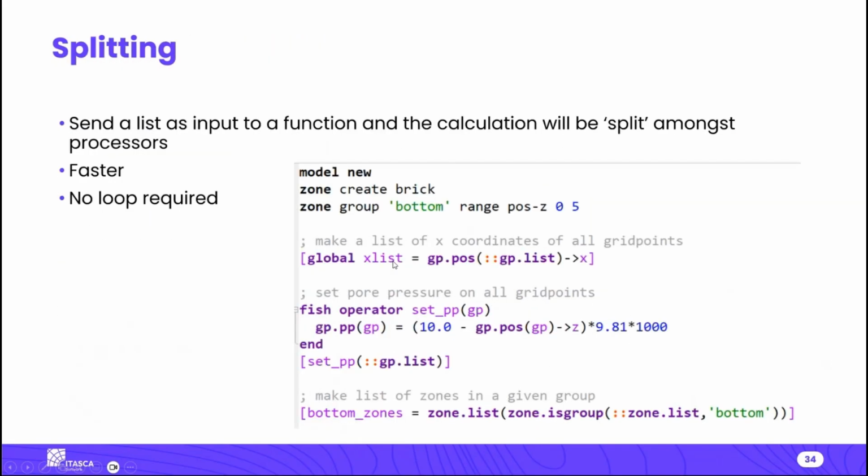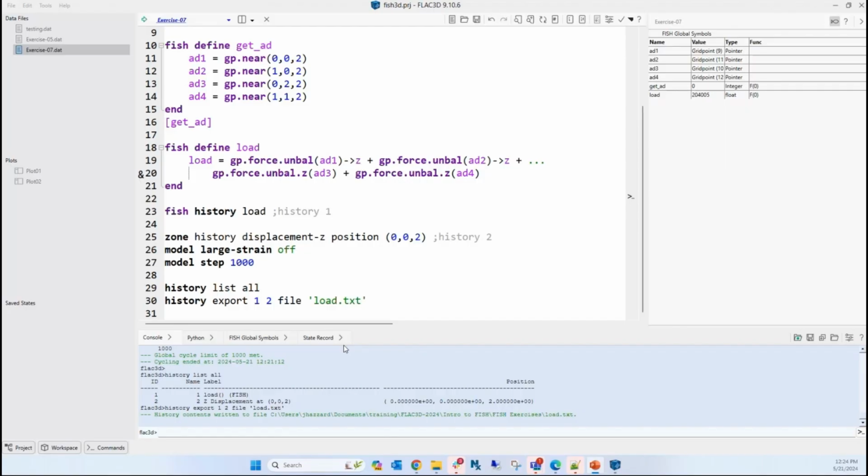You can do the same sort of thing by using a fish operator. So here's an example where I set the pore pressures on all the grid points. Say fish define set pp and make a loop. You know what? It'll be easier if I just show this in the code.